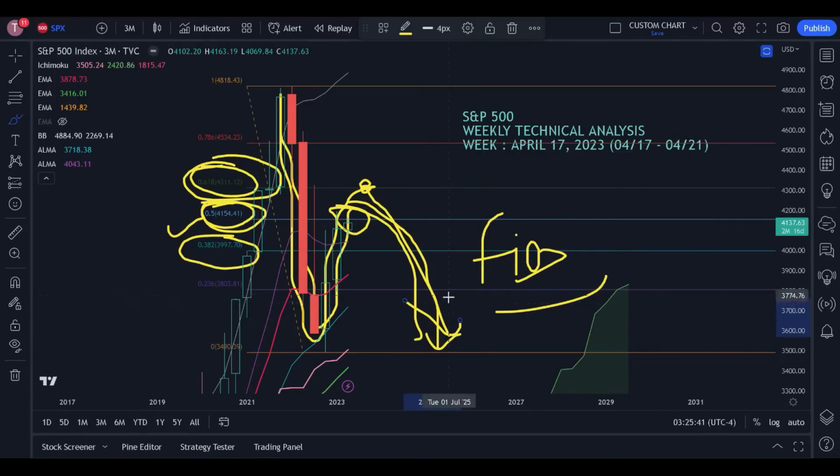So guys, I hope this is clear now: why 4155 is important, why it was there in the picture, why the S&P 500 was under technical obligation to hit and respect this level, and why it failed after breaching and hitting around 4160, and then came down.